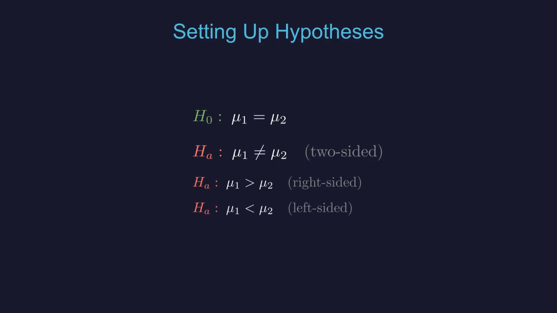We begin by stating our hypotheses. The null hypothesis states that the two population means are equal. The alternative can be two-sided, testing for any difference, or one-sided if we have a directional prediction.